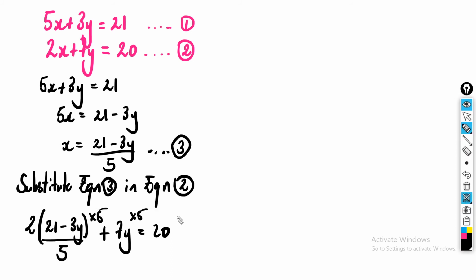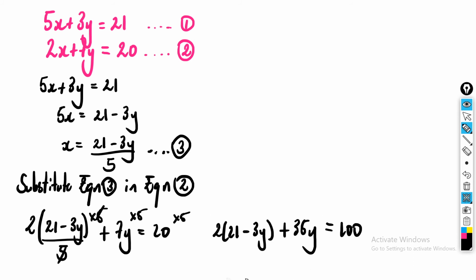by 5. And I'm going to end up with 2 times (21 minus 3y). These two 5s cancel. And then 5 times 7 would give me plus 35y, and then 5 times 20 would give me 100. So now we would end up with 42 minus 6y plus 35y is equal to 100. Then we'd end up with 29y is equal to 100 minus 42. So yes, we'd end up with 29y is equal to 58.